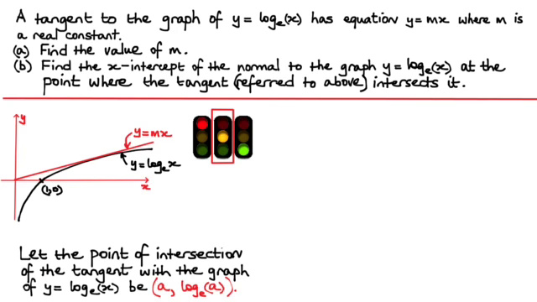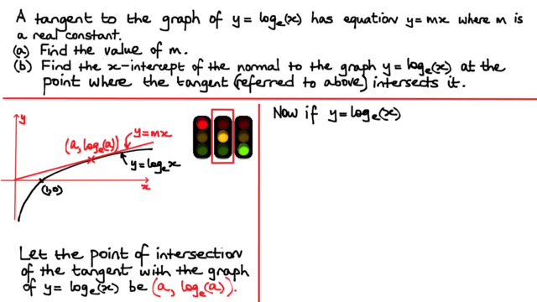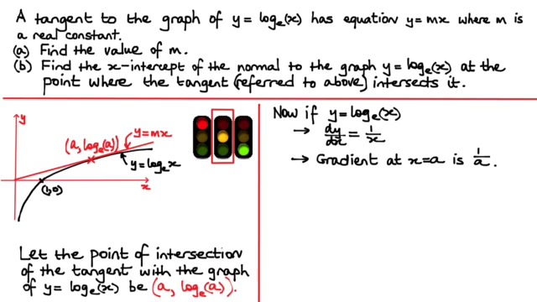Let the point of intersection of the tangent with the graph of y equals log x base e be a and log of a. There it is on the graph. Now, let's proceed a little bit further. If y equals log x, what is the derivative of that? It is 1 over x. Yes, that is the gradient function for y equals log x base e. Now, the gradient at x equals a, seeing that we've chosen a for that point of intersection, would be 1 over a. So that's the specific gradient at the point of intersection.